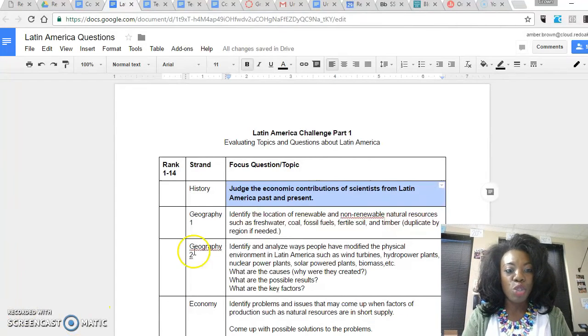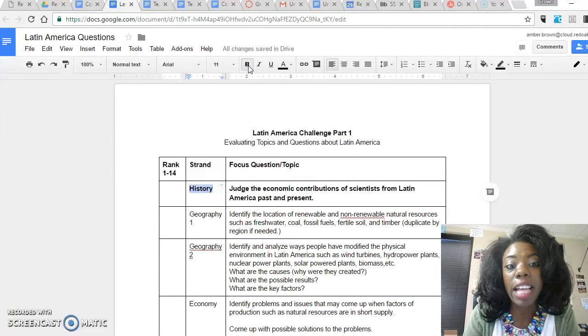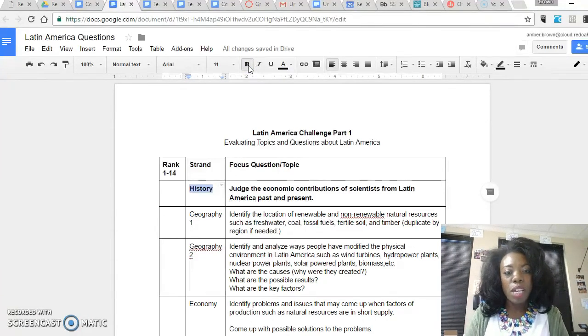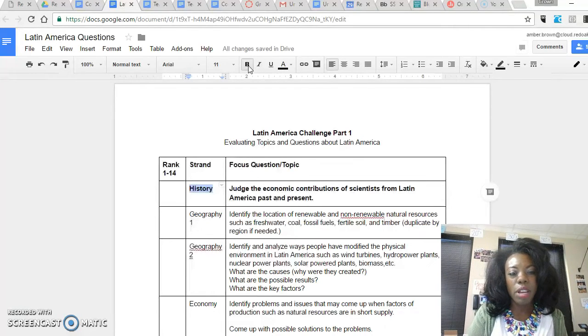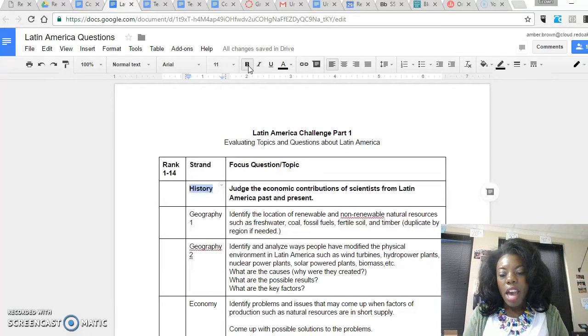You are the history group and your job is to explore and teach the class about the history of Latin America, but we're going to focus your history piece very narrowly so you can go deep into that focus, and we're going to focus on contributions of scientists from Latin America past and present. Now, how we're going to connect this to the things that you're learning in science class, which is non-renewable resources, renewable resources, alternative energies, things like that.